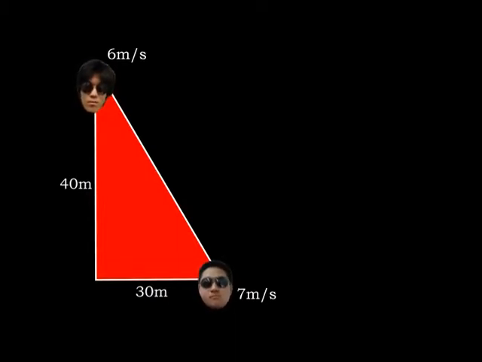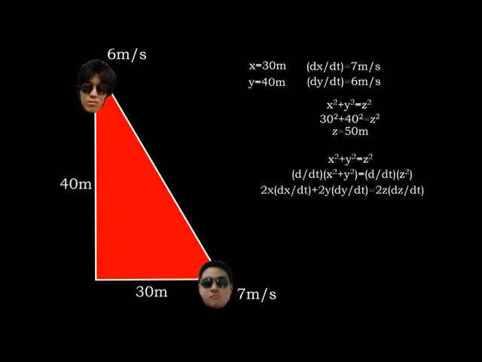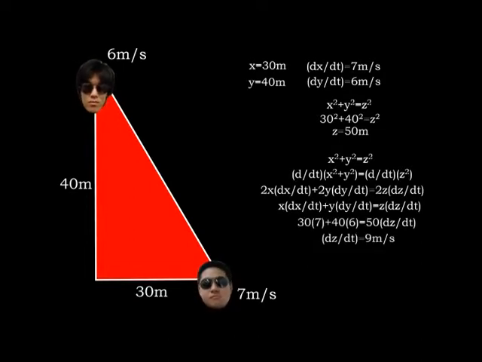First, label all your values. x equals 30, dx/dt equals 7 meters per second, y equals 40, dy/dt equals 6 meters per second. You don't know z, and you don't know dz/dt. Then, using the Pythagorean theorem, you find the length between them is 50 meters. Next, take the derivative of x squared plus y squared equals z squared with respect to time. This leaves you with 2x dx/dt plus 2y dy/dt equals 2z dz/dt, which simplifies to x dx/dt plus y dy/dt equals z dz/dt. Knowing all this information, plug in your values and solve for dz/dt. dz/dt equals 9 meters per second.